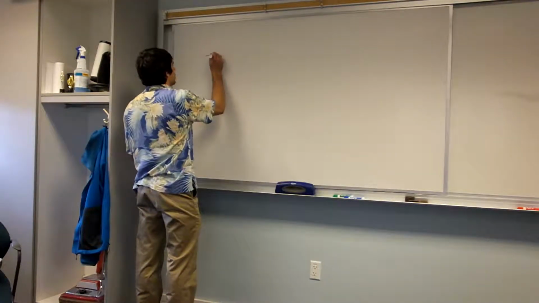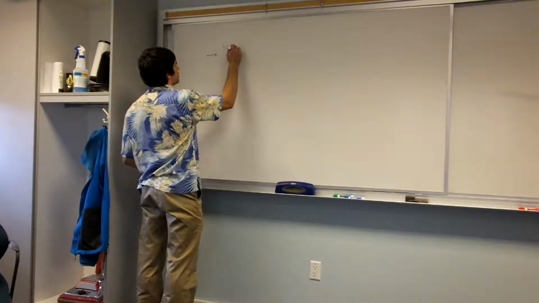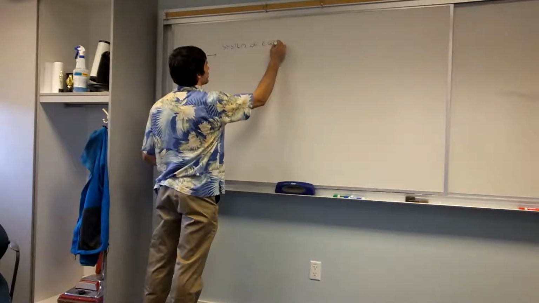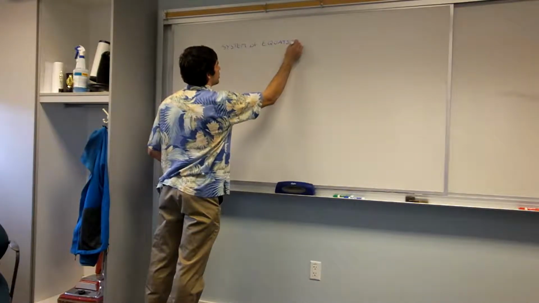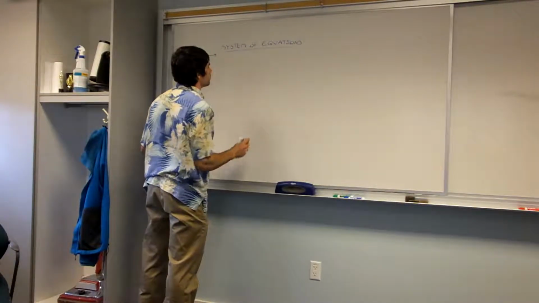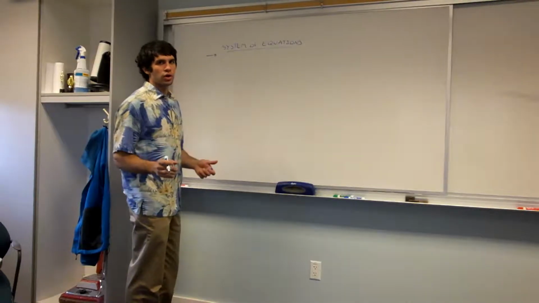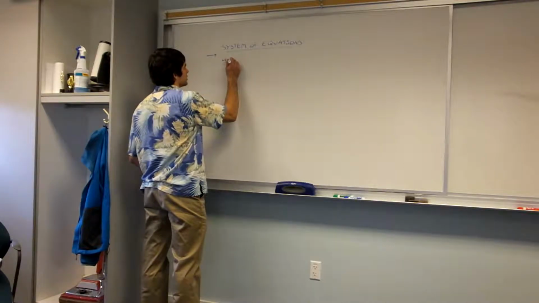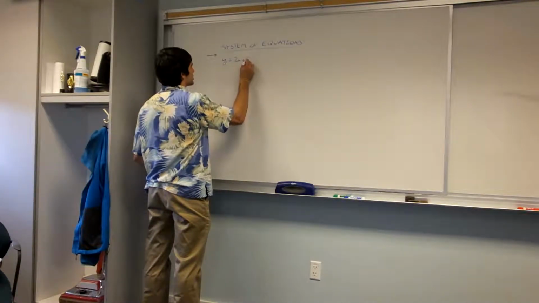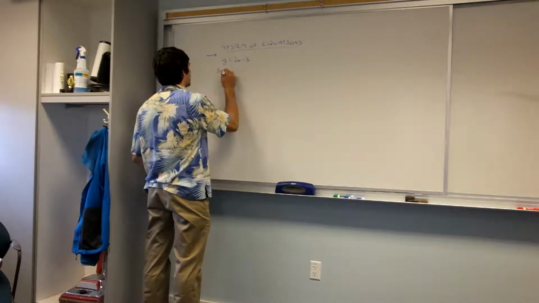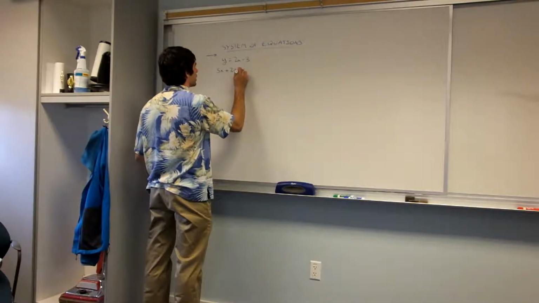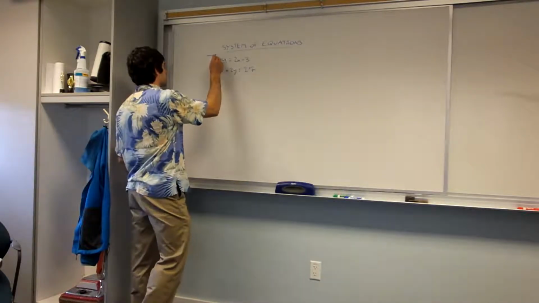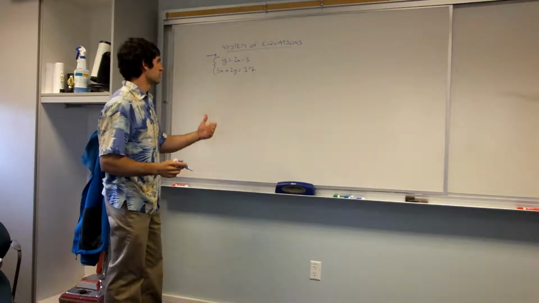If we have a system of equations, we could literally have the two equations written. For example, y is equal to 2x minus 3, and say 5x plus 2y is equal to 17. That is a system of equations, any pairing of two equations.